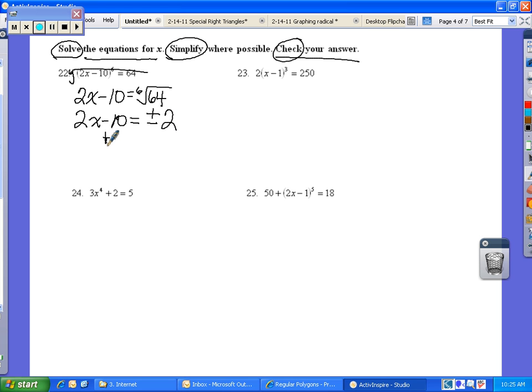I'm going to add 10 to both sides. I'm going to be left with 2x equals plus or minus 2 plus 10, and now I'm going to divide both sides by 2. So that's x equals, first answer, 2 plus 10 is 12, 12 divided by 2 is 6. Negative 2 plus 10 is 8, 8 divided by 2 is 4. So I have 2 possible answers of 6 and 4.